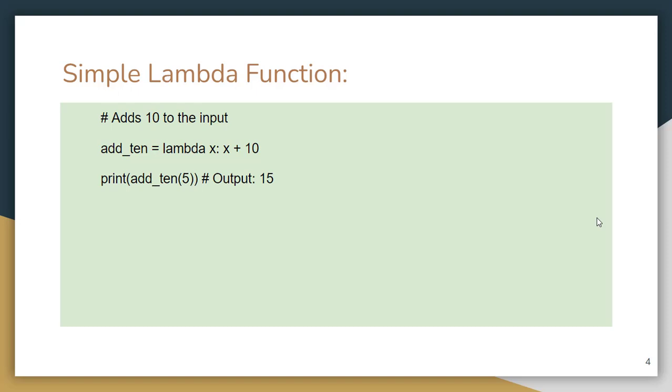Here x is a variable, whatever value we pass to the function during the function call, and it adds with 10. Suppose during print we call the function add underscore 10 and provide the value 5 as a parameter or argument, then the output will be 15.